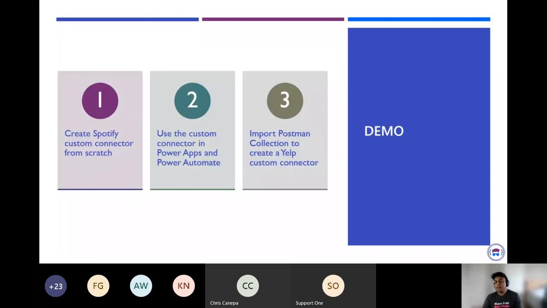All right, I think we have covered all the stuff. So let's jump on to creating something. So today's session, I wish I had a better business system related demo, but just to make it more interesting, what we are going to do is create a Spotify custom connector from scratch. So I'll show you all the steps one by one. We'll see some use cases of it, and we'll use that custom connector that we created in both Power Apps and Power Automate. And if time permits, we'll try to create a Yelp custom connector as well.